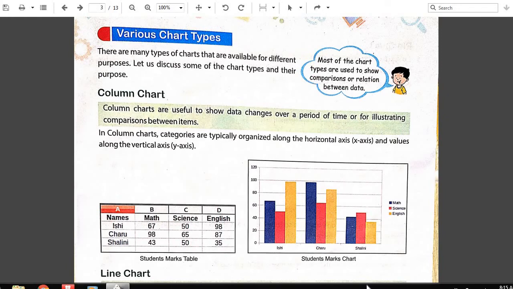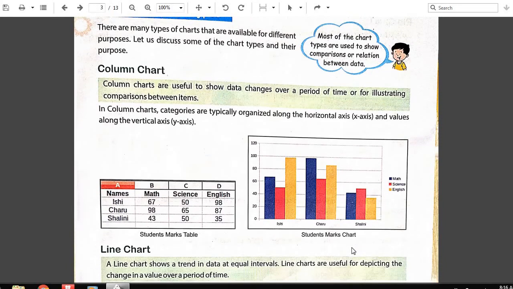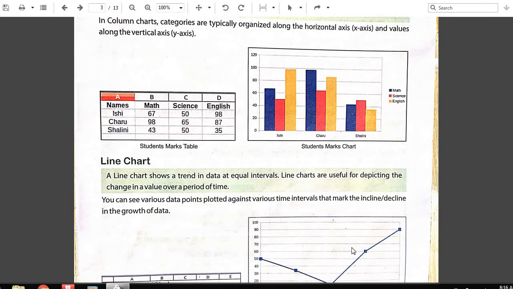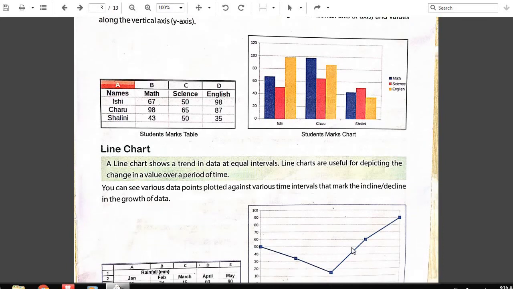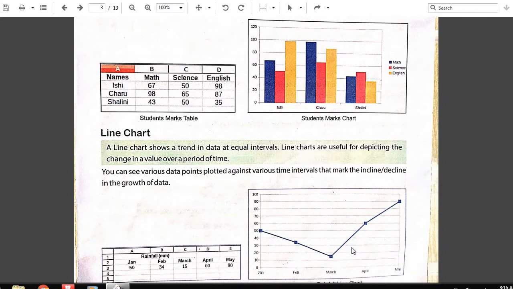Okay, so the x-axis shows the category values and the y-axis tells you the values. Here, different students' names are shown. Then comes the line chart. You can see the example of the column chart. Then the line chart: what is the difference you have to remember?